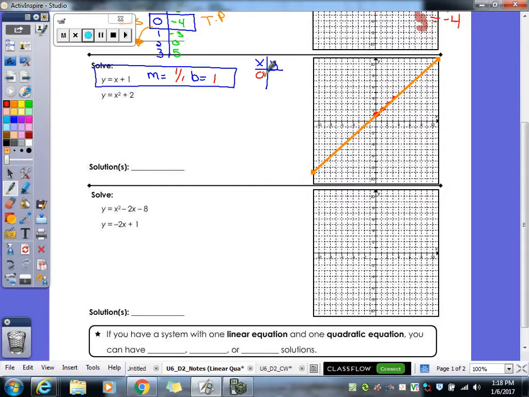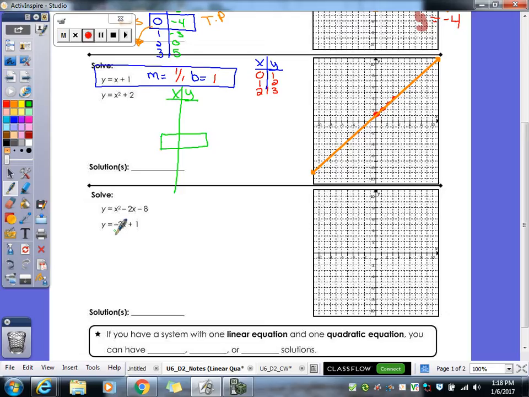If I plug a 0 in for x, it'll be 1. If I put a 1 in for x, it'll be 2. A 2 would give me a 3. You could do that if you'd like. It doesn't matter. You have to do one or the other. Now, with the parabola, you have no choice. You have to do a chart. X, Y, put your box in the middle.